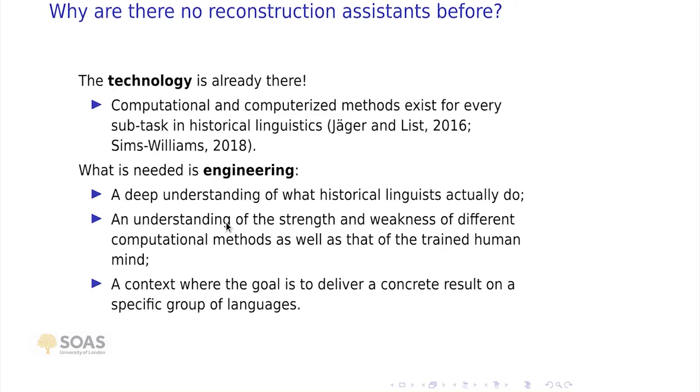We have recently a couple of great surveys on the computational and computerized methods, and for every single subtask, every single step in the general workflow of historical linguistics, you actually get very good computational and computerized methods. So what do we need? Well, let's say the technology is already here, and what is needed is engineering. You just need a context, where you actually want to do something and also actually want to involve computers in it and see what we can create. So that's the basic idea.